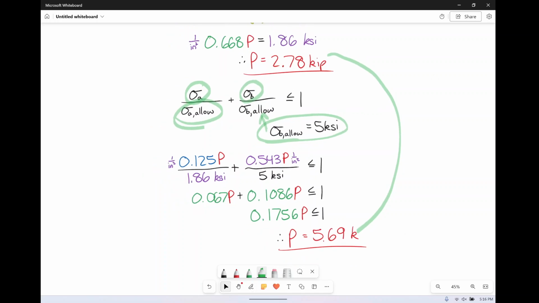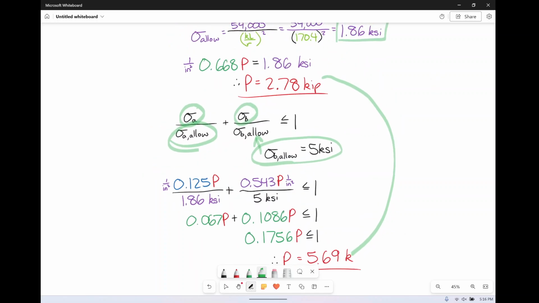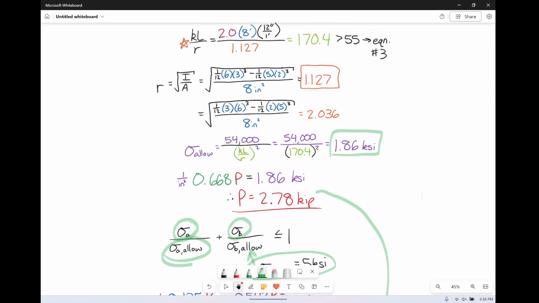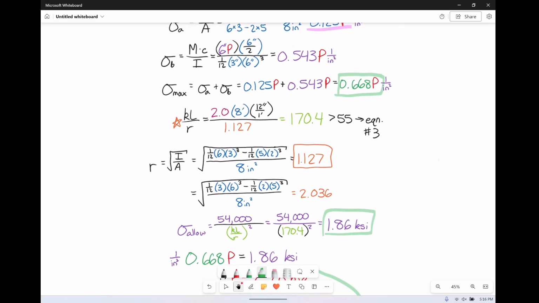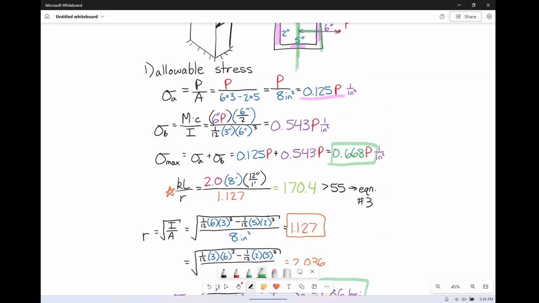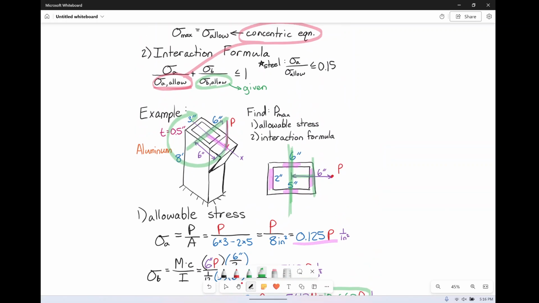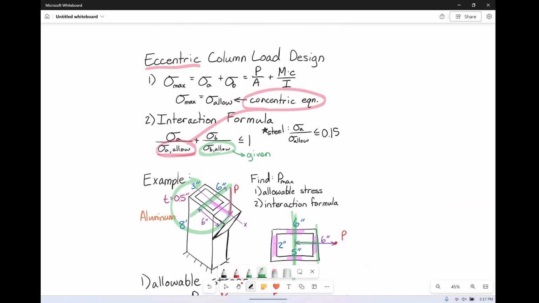But really, there are two different ways to do it. They're not too incredibly different. You're still solving practically the same amount of information. Just at one point, we add them all together, and the other way, you keep them separate and have a different allowable. That's it. So hopefully you don't find eccentrically loaded columns to be too incredibly difficult.